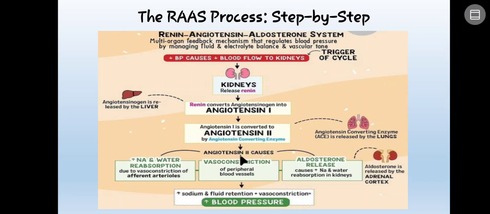And you know, in blood pressure, one of the things that can affect your blood pressure is vascular resistance. So the moment your systemic vascular resistance increases, your blood pressure also increases. That is one of the functions of angiotensin 2.